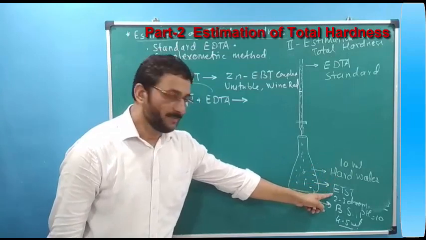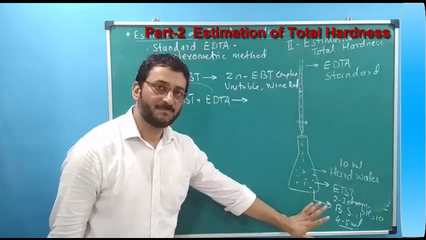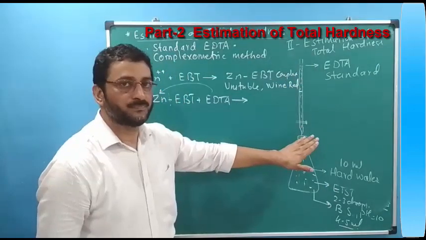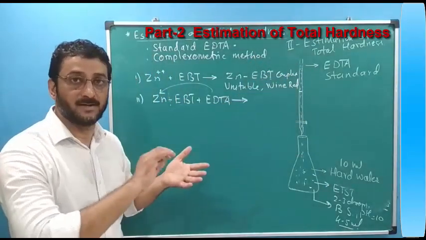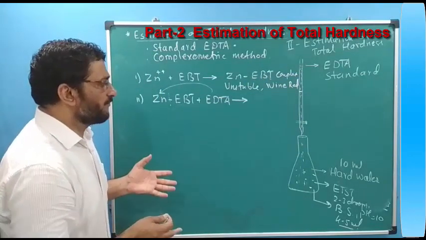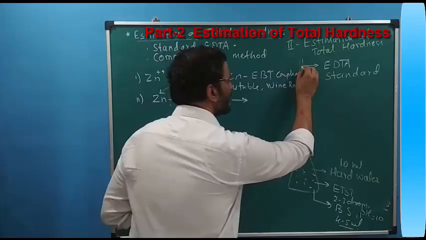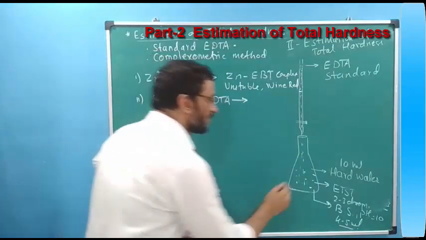Hard water, EBT as an indicator, and buffer to maintain pH, same as before. EDTA, up to the 0 mark you refill the burette, but make it standard, label it as standard EDTA. Fine. So what will we be doing? We will simply add standard EDTA from the burette to the flask. What is there in the flask?